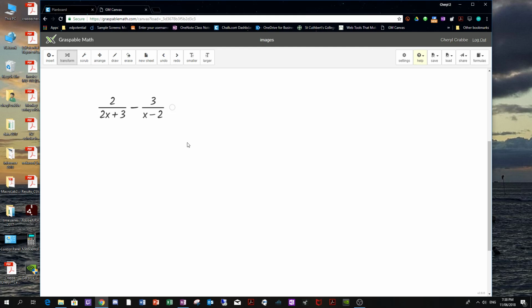Okay, we're just going to take a look at one of these algebra expressions where we're going to simplify with the complex denominator. So we've got this 2 over 2x plus 3 and 3 over x minus 2, and we want to simplify them. So to get them simplified like any equation, basically you've got to think of this as like 2 over a minus 3 over b, right?